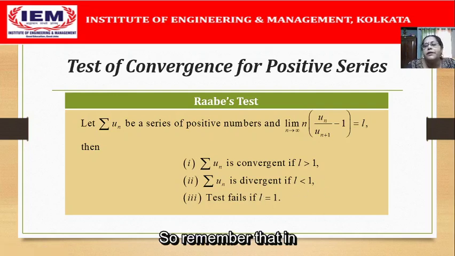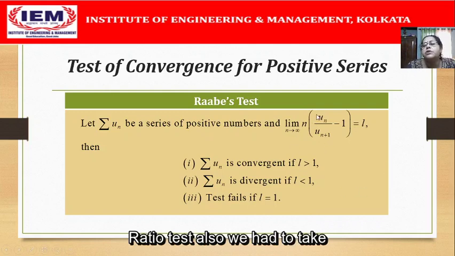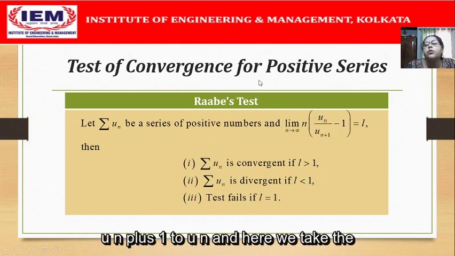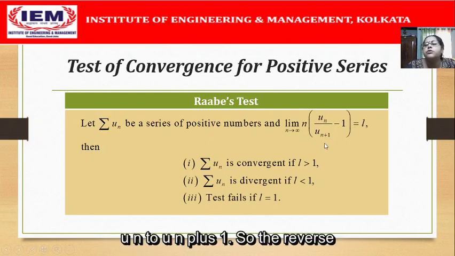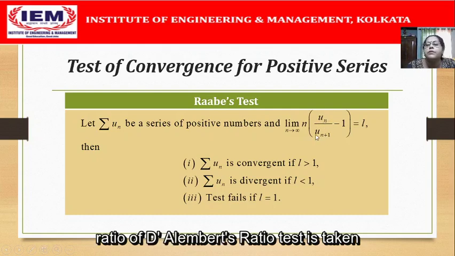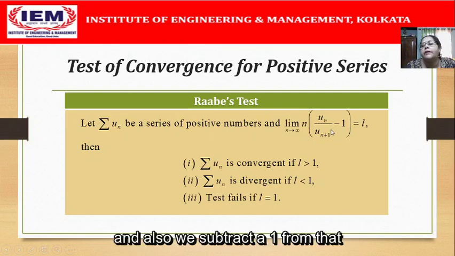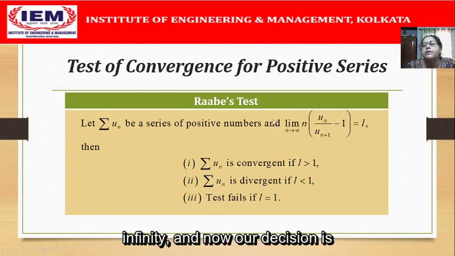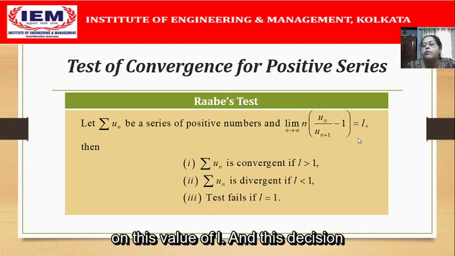So remember that in ratio test also we had to take ratio of two consecutive terms, but there it was un plus 1 to un, and here we take the ratio of un to un plus 1. So the reverse ratio of D'Alembert's ratio test is taken here, and also we subtract a 1 from that quantity and then multiply with n, and then we take the limit as n tends to infinity. And now our decision is dependent on this value of L.